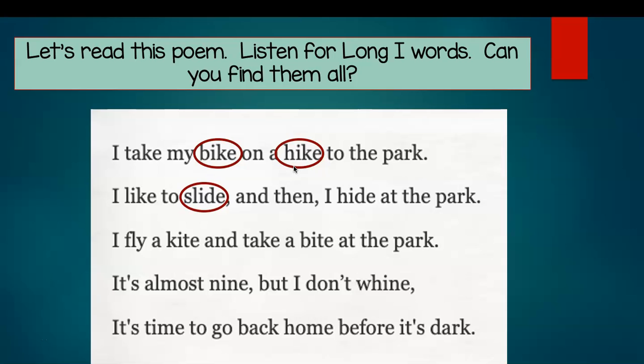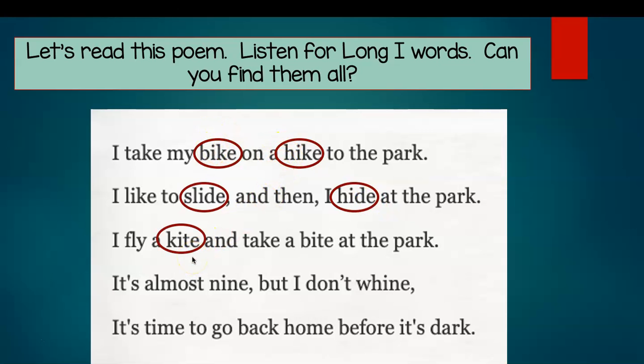How about this one? Ooh, I like to slide. Good job. And look at this word. We changed the sl to a H. Now we have hide. Slide and hide rhyme, just like bike and hike.